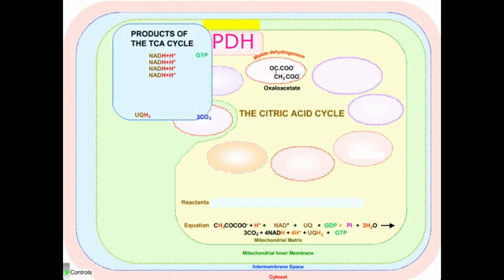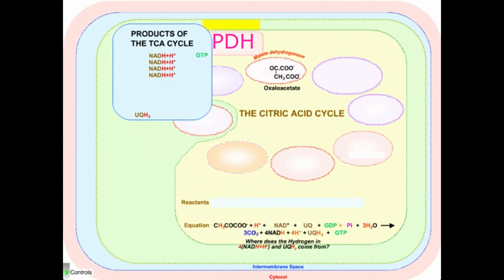The 1 FAD is reduced to FADH2 in step 6 with the enzyme succinate dehydrogenase. Finally, 1 phosphoanhydride bond is formed in GTP or ATP in the substrate-level phosphorylation in step 5 using Succinyl-CoA synthetase. It is generated from the energy stored in the CoA thioester bond. So per pyruvate, there are 4 NADH, 1 from the PDH complex and 3 from the TCA cycle, 1 GTP or ATP, and 1 FADH2.